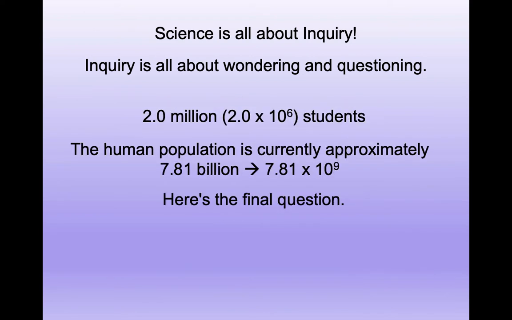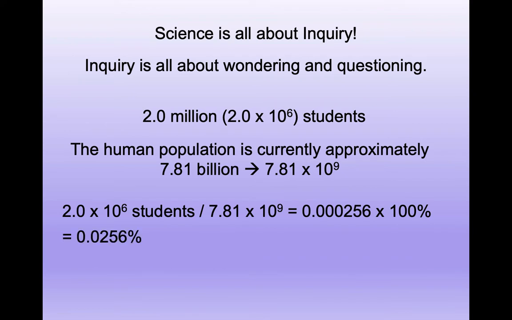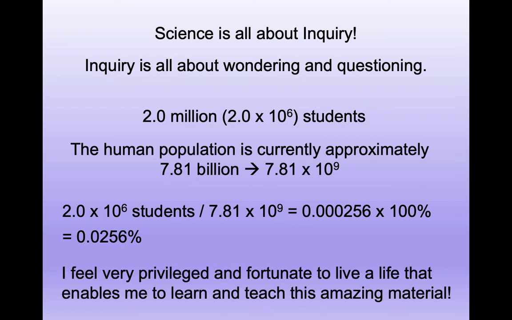So there are 2 million students. The human population is 7.81 billion. Here's the final question. What percentage of the world population is currently privileged to be learning this awesome science known as biochemistry? We do the math and divide 2 million into 7.81 billion, and we arrive at a percentage of 0.0256. That means less than 1%, less than 0.1%. So that's why I tell you that I feel very privileged and fortunate to live a life that enables me to learn and teach this amazing material.